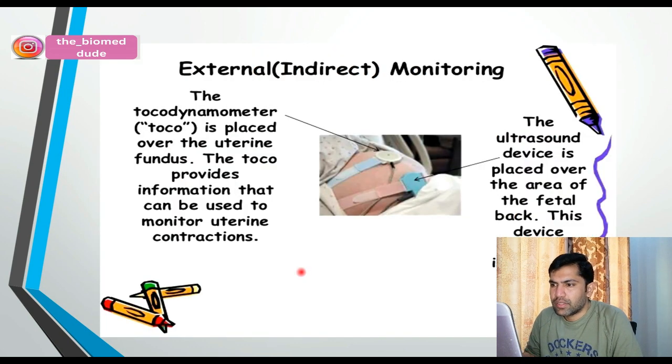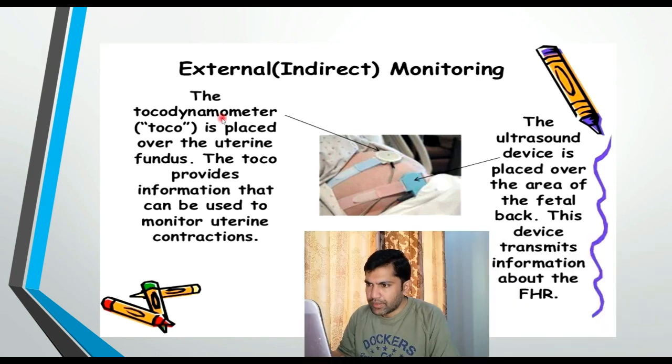Here in the slide is displayed the external indirect monitoring system. Two transducers are applied on the mother's abdomen. Here is the toco probe, and here is the ultrasound probe. The toco is placed over the uterine fundus and provides information that can be used to monitor uterine contractions. The ultrasound device is placed over the area of the fetal back. This device transmits information about the FHR.